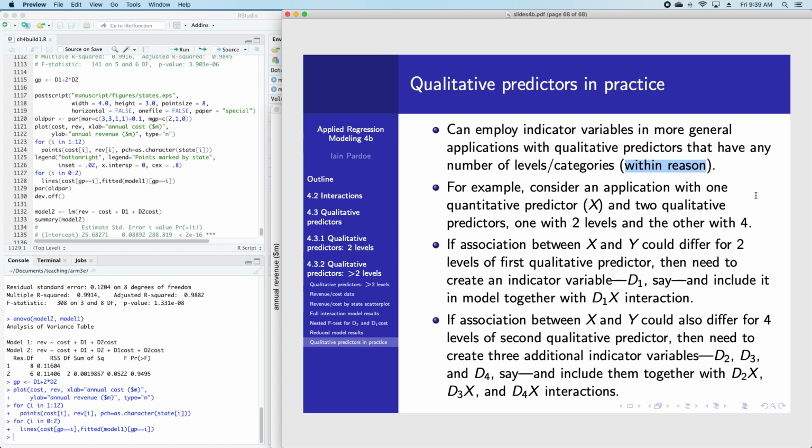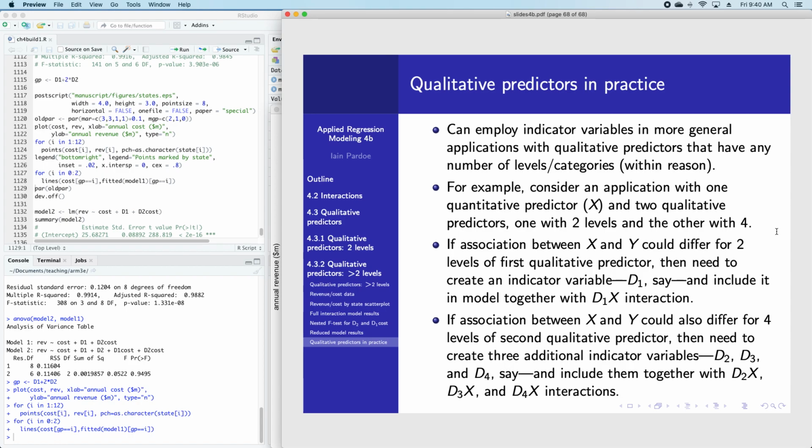Let's say you have a qualitative predictor with 100 levels. It's unrealistic to think that you could model that by using 99 indicator variables. Okay, for sure you're going to be overfitting the data at that point. So judicious use of indicator variables, just as with all regression modeling, you can't go crazy with this stuff. You've got to keep things in perspective and keep things manageable.